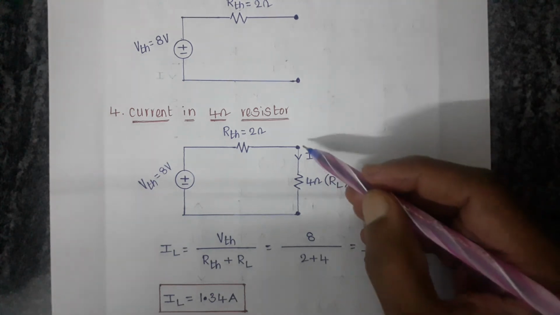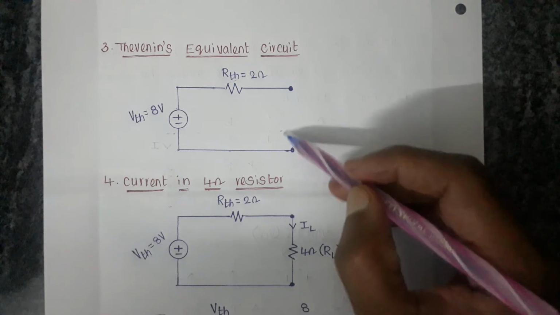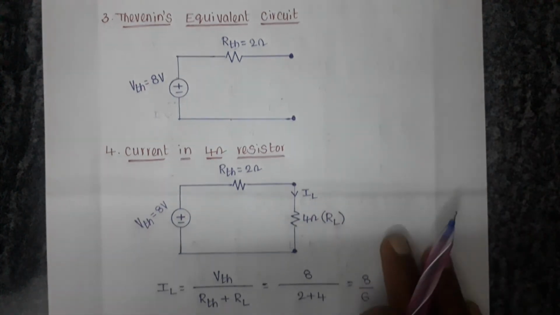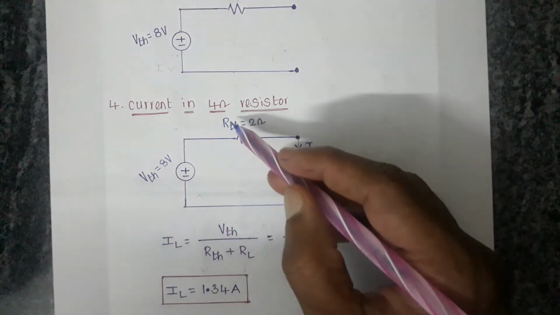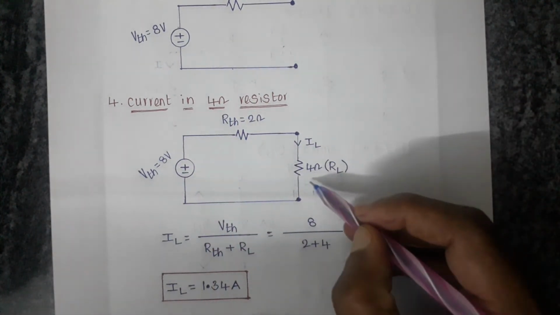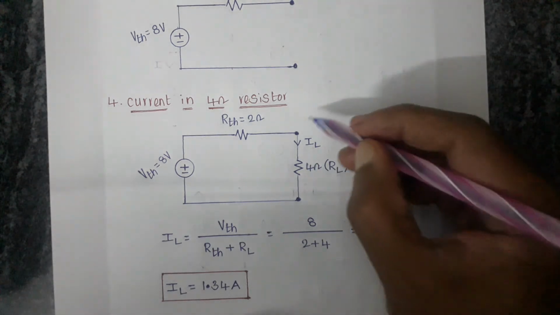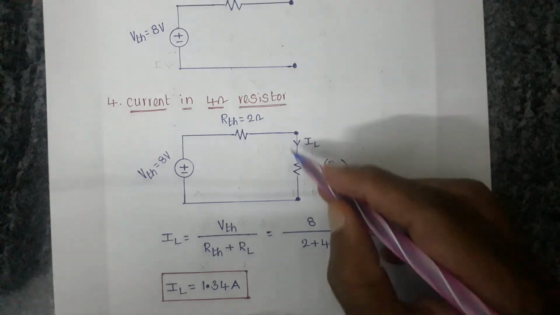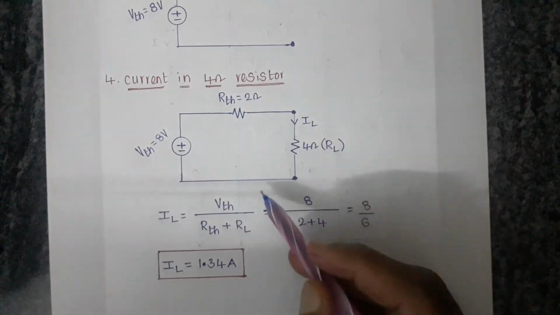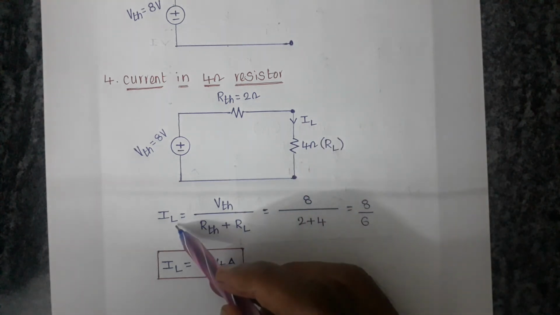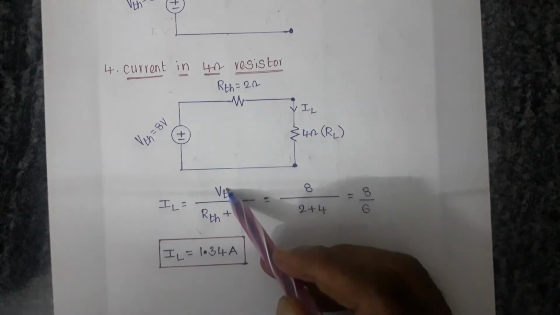Now you connect that 4 ohm resistor across the Thevenin's equivalent circuit to find the current in that element. So here we connect that 4 ohm resistor to the Thevenin's equivalent circuit. Now we are treating this 4 ohms as RL, the load resistance, and whatever current flows in this resistance is IL. Now if you apply KVL for this loop and extract IL, IL is VTH by RTH plus RL.